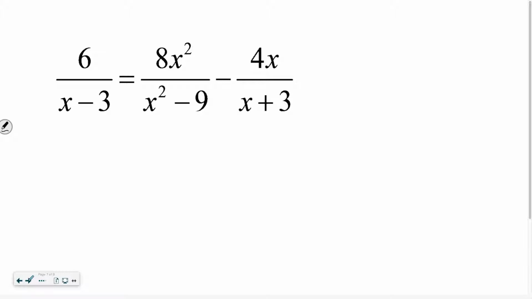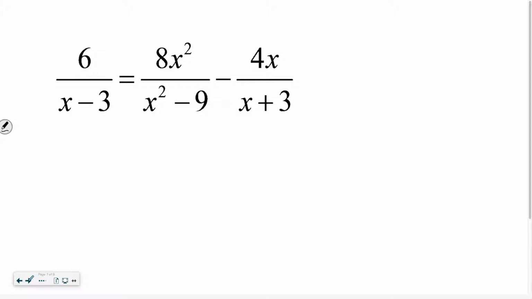6 over x minus 3 equals 8x squared over x squared minus 9 minus 4x over x plus 3. Now, look at your denominators. What do you notice? You can factor x squared minus 9. Yeah, you want to look for any denominators that can be factored.